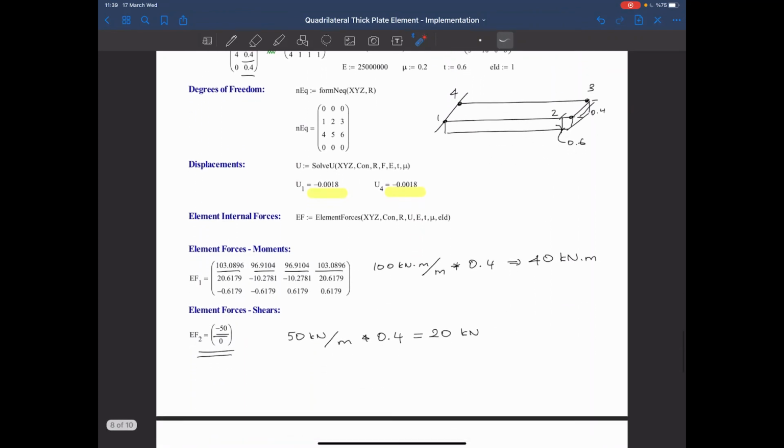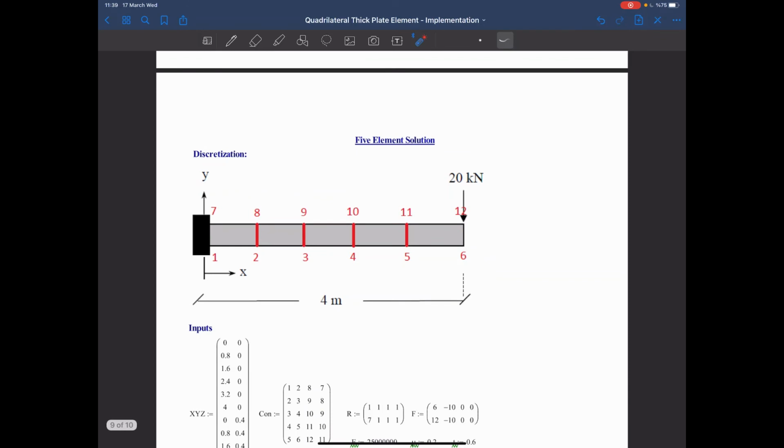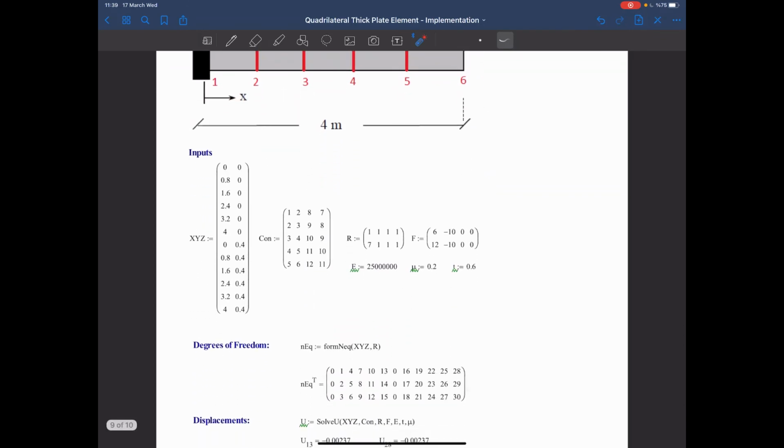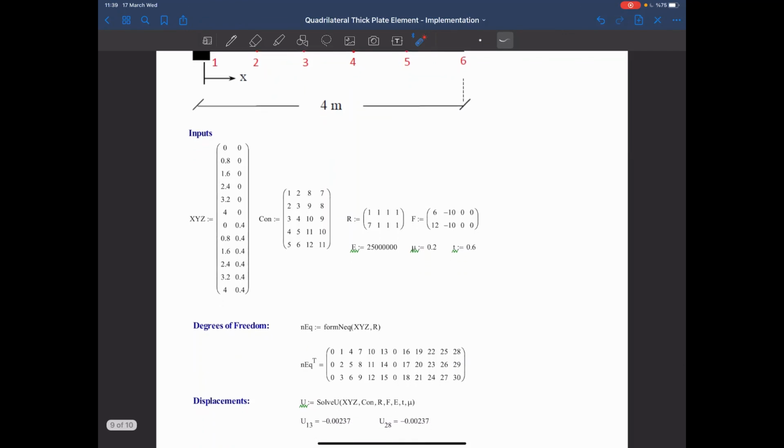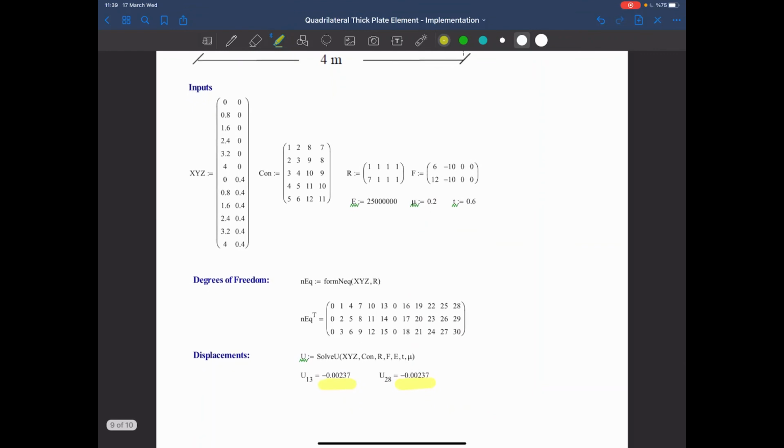Now let's improve the result. I'm now using a 5-element solution. These are the coordinates, nothing changes, and the tip displacement now becomes equal to 0.00237, which is a much closer result to the beam theory.